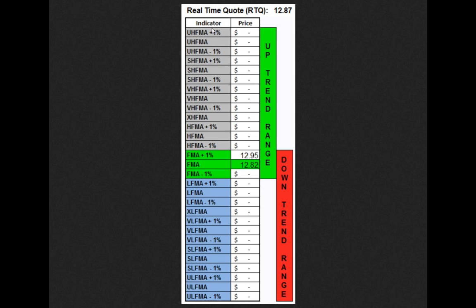The FMA stock rating indicator scale has 29 FMA stock rating indicator labels. The FMA stock rating indicator labels located above the FMA indicator label are used as an indicator scale to measure price expansion above the FMA indicator label. The FMA indicator labels located below the FMA indicator label are used as an indicator scale to measure price expansion below the FMA indicator label.